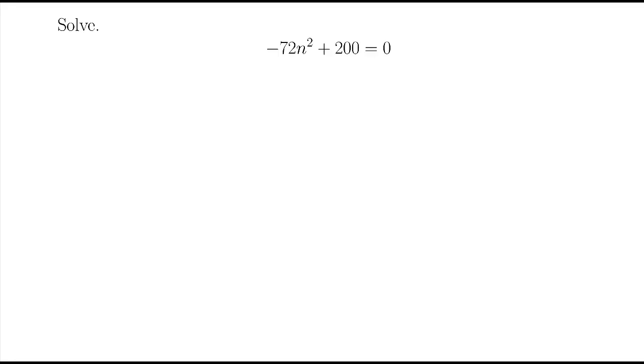Let's solve the equation negative 72 n squared plus 200 equals 0. Okay, this is a special case of a quadratic equation in that we have the squared term and we have the constant term, and that's it, right? We're missing that middle term that has n to the first power. Okay, and so we have two strategies to solve this type of equation. The traditional factoring and use the zero product property is available.